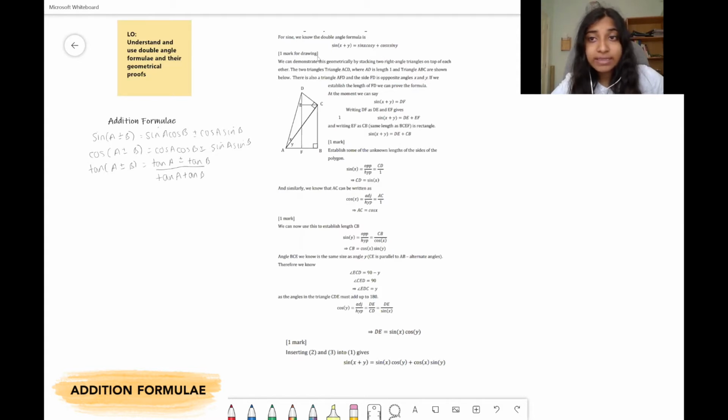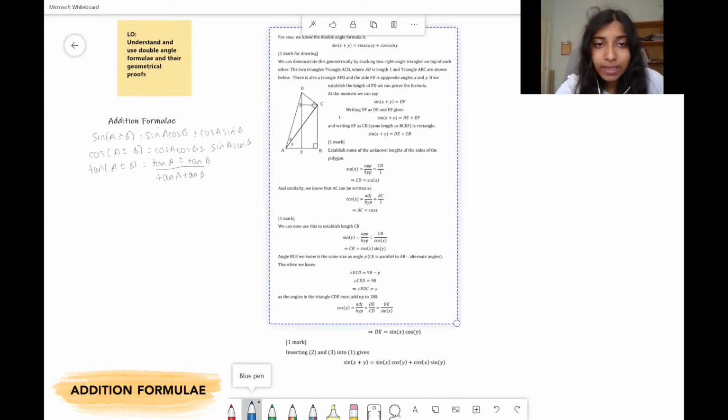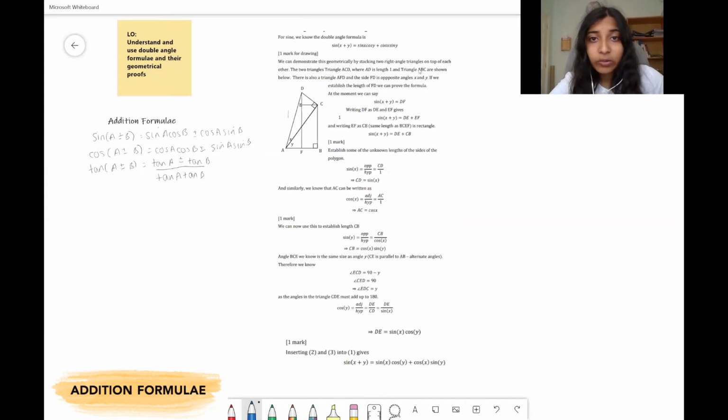In order to demonstrate this and prove this geometrically, you do this by stacking two right angle triangles on top of each other. So we have one triangle here, triangle ACD, and side AD is 1. Let me just write that on to make it clearer. And we have triangle ABC as well, and then we also have another triangle here, which is AFD, inside like that. And the side FD is opposite to angles x and y.